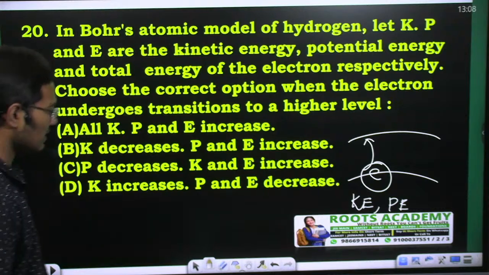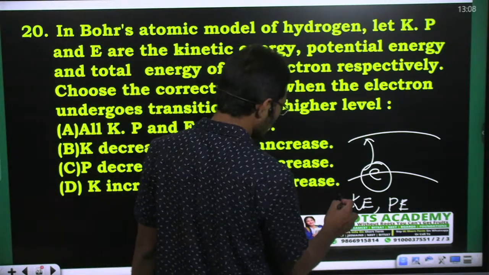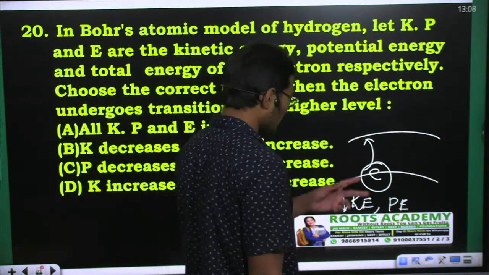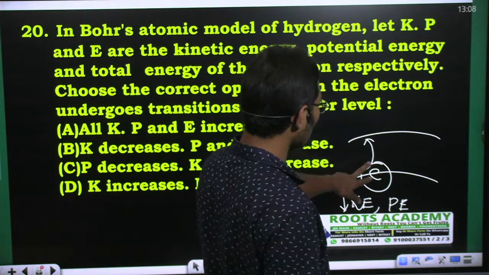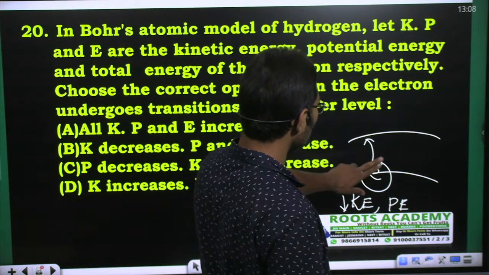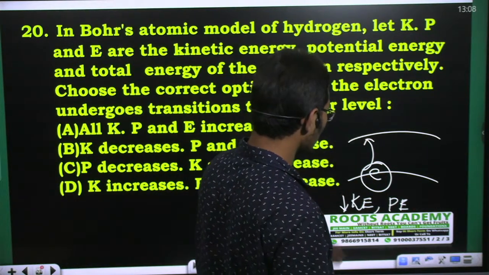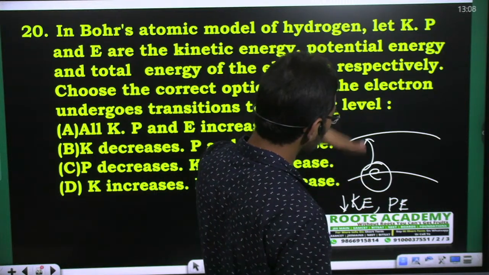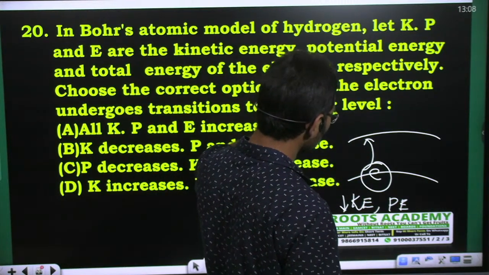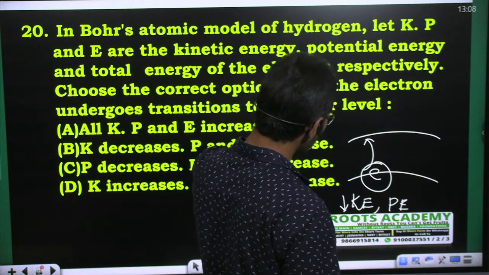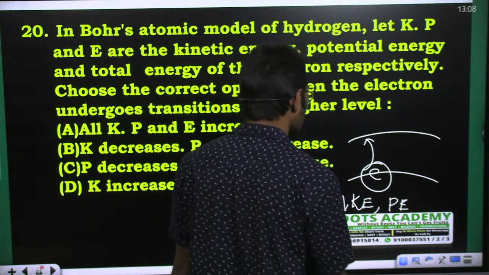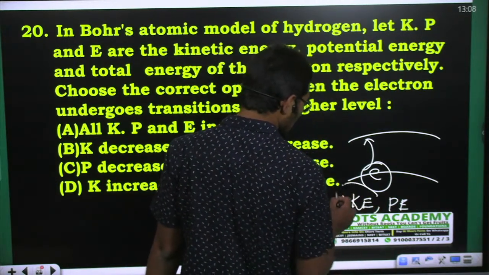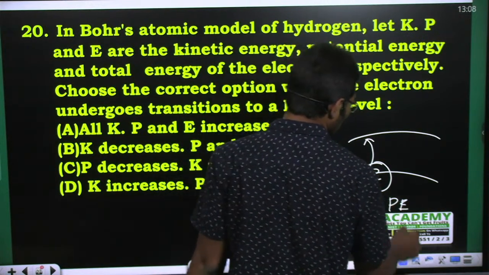Kinetic energy decreases because, see, when it is close to the nucleus, the force of attraction will be more and it is compensated by mv square by r. When you are moving away from the nucleus to higher orbitals, the force of attraction decreases. So it is equal to again mv square by r, so velocity decreases. So kinetic energy decreases. How about potential energy?